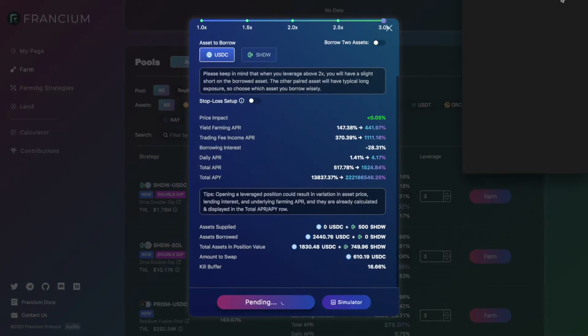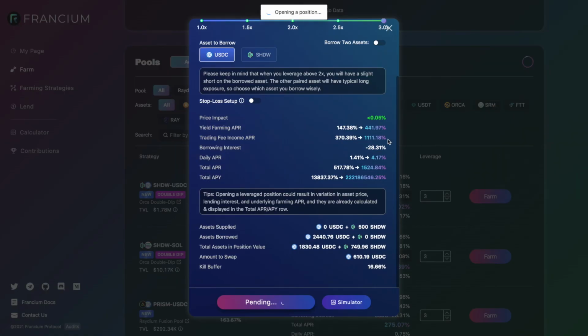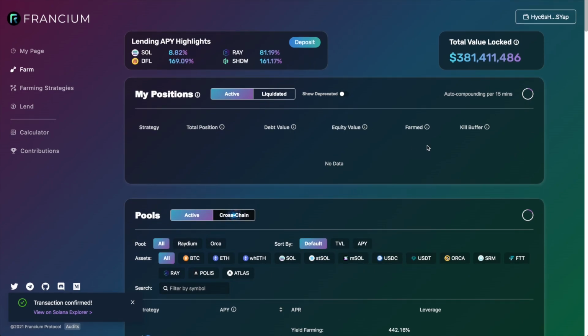It'll pop up with your Phantom wallet. It can't check the balance changes, but that's fine. We're going to approve, and that's just because there's a lot of things going on, right? You're supplying some assets, you're borrowing some assets, it's recalculating the distribution of those assets, and then it's leverage yield farming. So it's doing a lot of things. Phantom doesn't quite know how to do all of that more complicated stuff. So transaction confirmed.